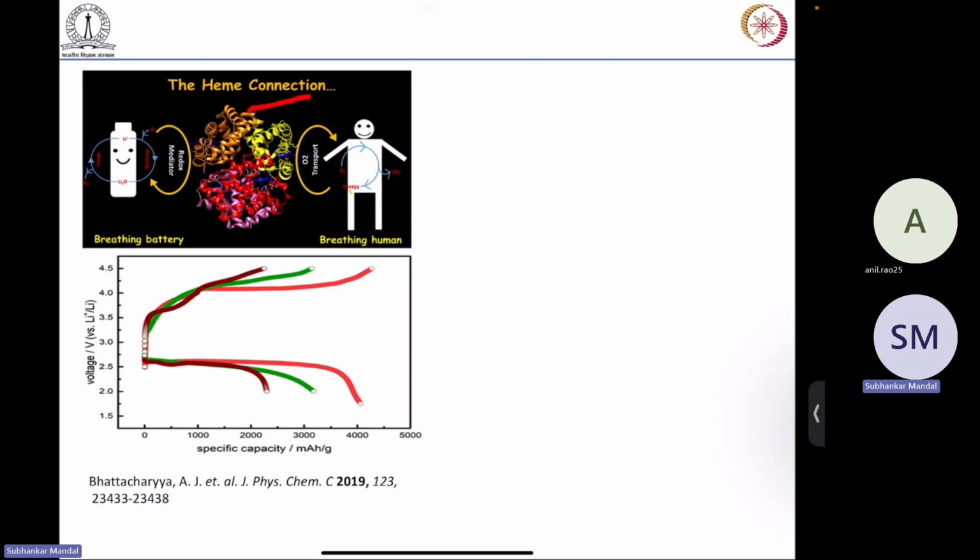So when you are breathing, we are taking in oxygen and it goes to the lungs, and from there it is transferred through the blood to different parts of our body. Oxygen goes into the different cells, and it is carried by the hemoglobin protein. And when it is in the cell, what is coming?